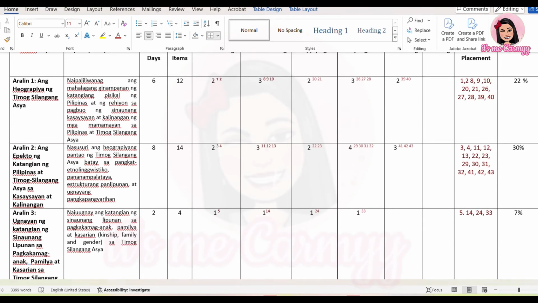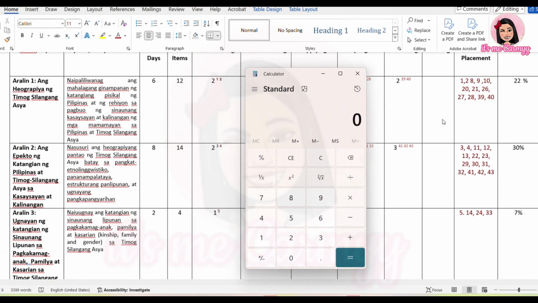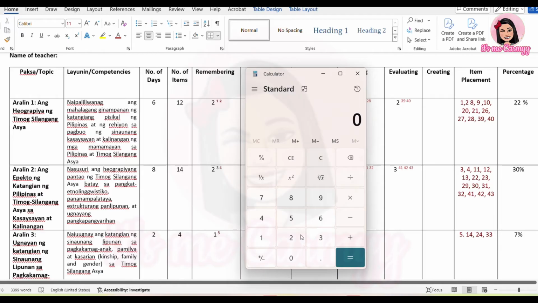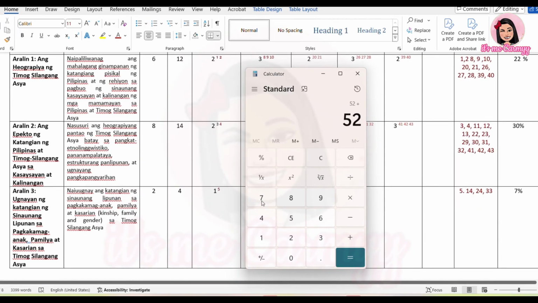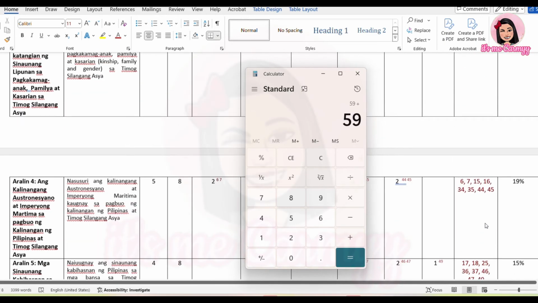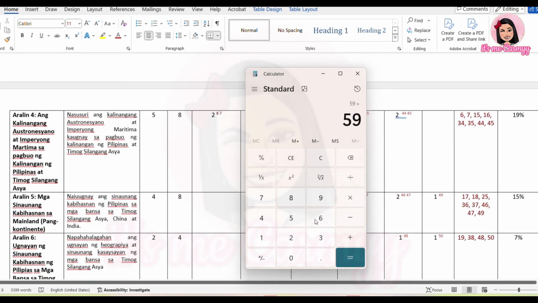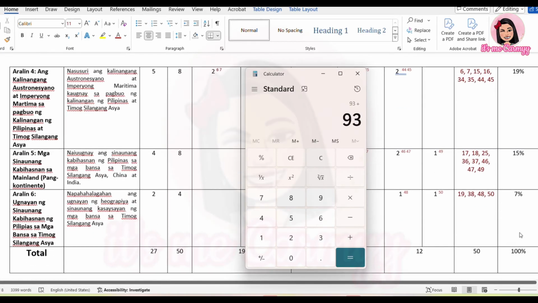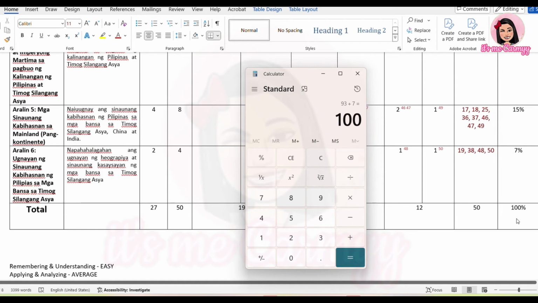Now let's get the total of the percentage. 22 plus 30 plus 7 plus 19 plus 15 plus 7 is equal to 100. Ayan na yung total na percentage, 100%.